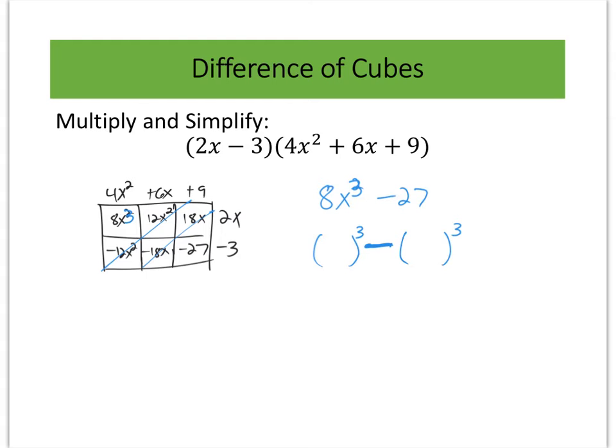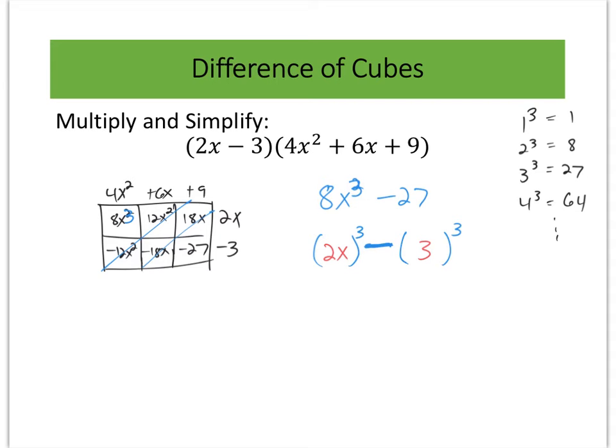So if you look at your list of cubes, hopefully somewhere on your paper you have 1 cubed and 2 cubed and 3 cubed and 4 cubed, just so that you can start to notice: 1, 8, 27, 64, and keep going until about 8 is probably all you need. But notice that 27 is 3 cubed, so what goes in there? It's gotta be 3 cubed. And 8x cubed, well 8 is 2 cubed, so 2x cubed.